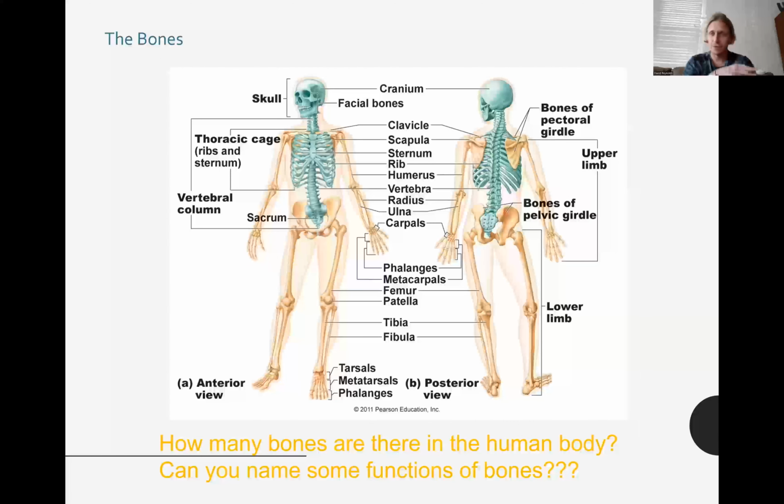All right, so that's it for cartilage. The rest of this is going to be focused on bone. So there are 206 bones in the human body. You will know all of them by the time we're done with the skeletal system, and not only that, you'll know most of the structures of those bones.